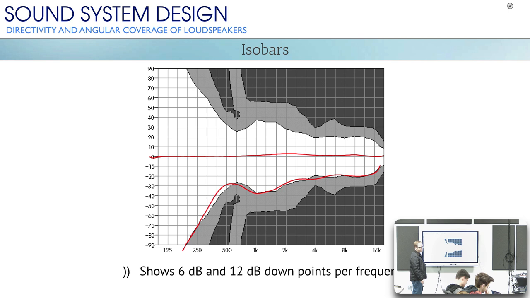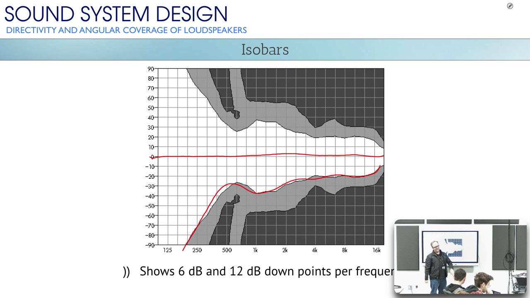At like 500 on both sides of the graph, why is there that point where the gray is like far? Yeah, so that's because this is that D&B Q series I was telling you about. The two low frequency drivers actually produce the same sound, and on that axis across them, they interact in a way that narrows the coverage, which is pretty clever.